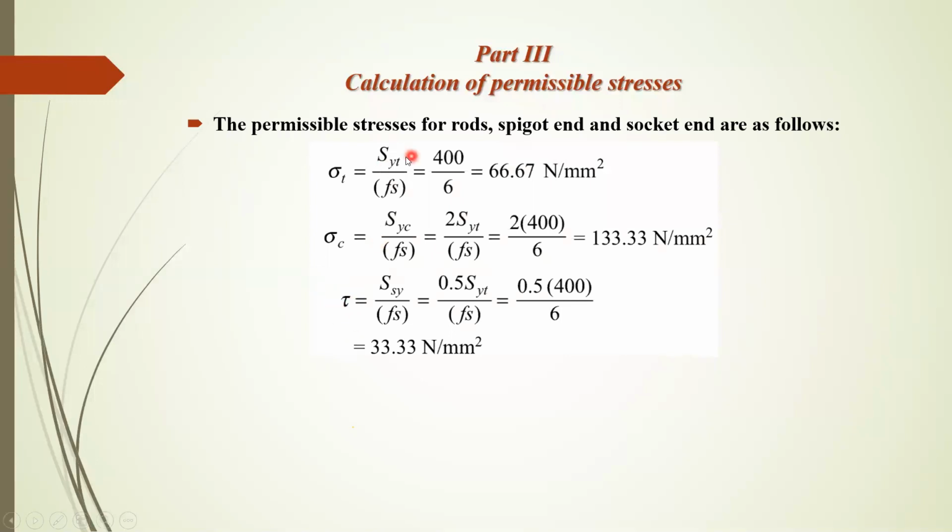As the material for all the parts is the same, but the factors of safety are different for the spigot and socket, and a different factor of safety is used for the cotter, the permissible stresses need to be calculated separately. For the rod, spigot end, and socket end, we select the factor of safety as 6. The allowable or permissible tensile stress is calculated by SYT divided by the factor of safety. Here SYT is the yield strength in tension, that is 400.